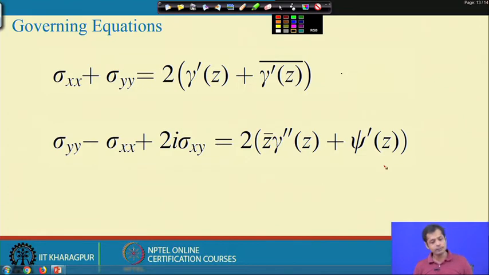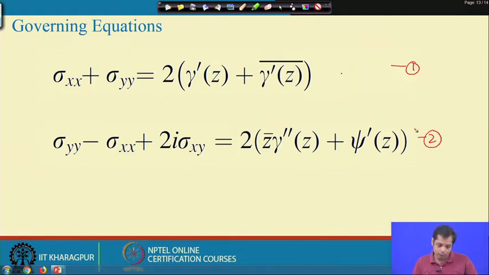So for the time being, this is equation number 1, this is equation number 2. Why suddenly we write this equation in this form will be clear shortly through one example. Now, if we do the same exercise for the polar coordinate system, then what will happen?